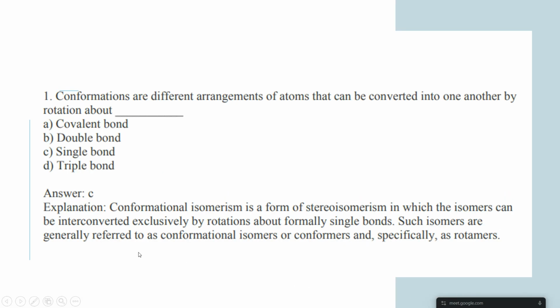You can note down the explanation. Conformational isomerism is a form of stereoisomerism in which the isomers can be interconverted exclusively by rotations about formally single bonds. Such isomers are generally referred to as conformational isomers or conformers, and specifically as rotamers. As we are talking about rotation through a single bond, these conformers can also be referred to as rotamers. So this question is from the concept of the definition of conformations or rotamers. I hope this question was very easy for you.